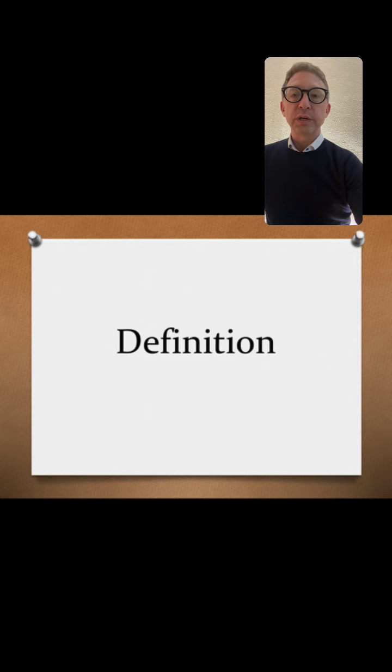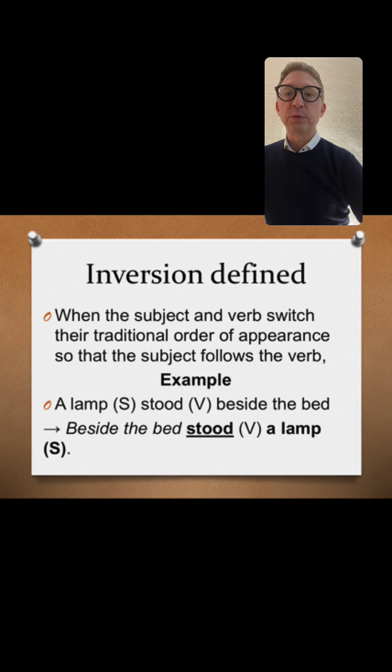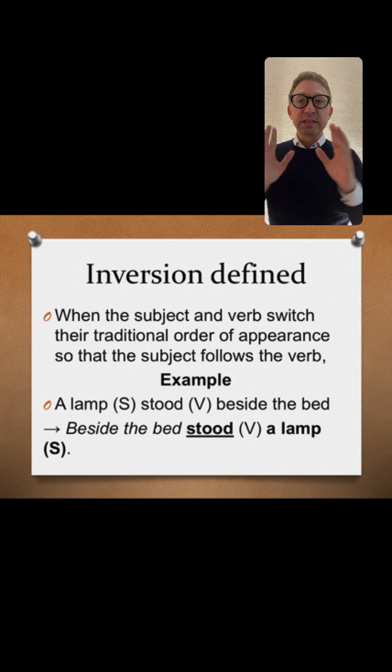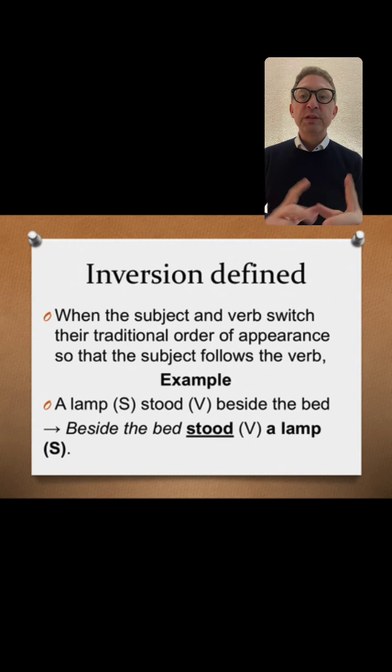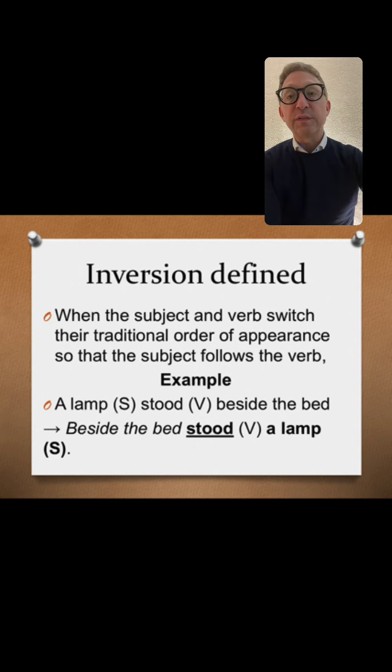All right, so let's look at the definition. What is an inversion? I think most of us know perhaps what an inversion is, but it's when the subject and the verb switch their traditional order of appearance so that the subject follows, or comes after, the verb. So here's an example. Here's a traditional sentence structure: A lamp stood beside the bed. And then if we reverse it, we have: Beside the bed stood a lamp. So we have the verb first, then the subject.